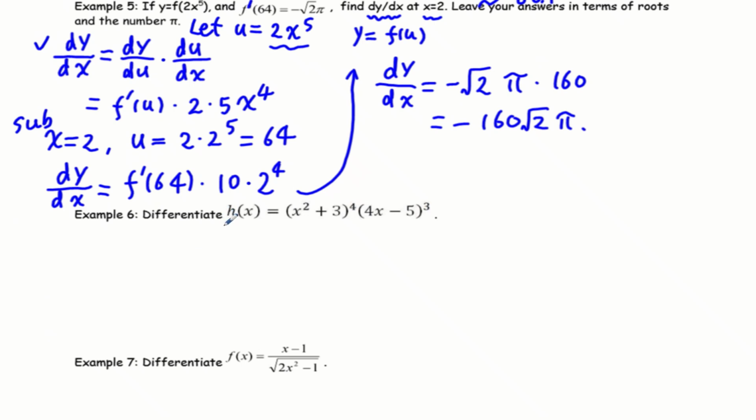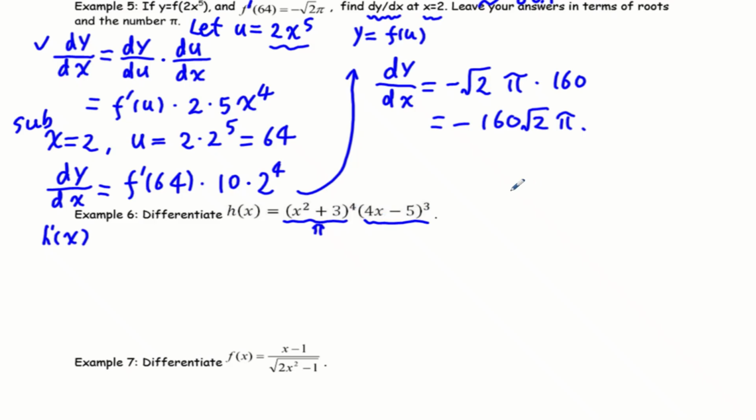We want to differentiate h at x. It means we want to find h prime of x. And in order to find this one, we want to treat it as a product rule. This is one product, this is another product. Then after we find the product, we need to use a chain rule to find a derivative to the base.